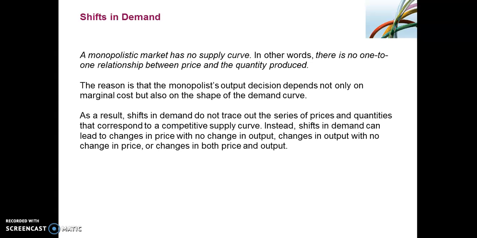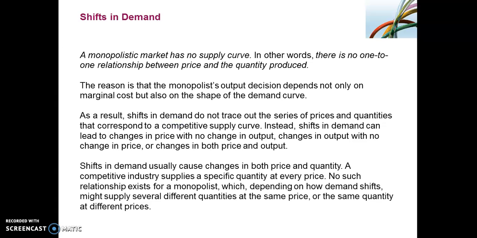So as a result, if there are shifts in the demand, it won't trace out the series of prices and quantities that would correspond to a competitive supply curve. So we're going to see now where there are shifts in demand for the monopolist market, it could result in changes in price with no change in output, or there could be changes in output with no change in price, or you could have changes in both output and price. Right, so let's have a look.